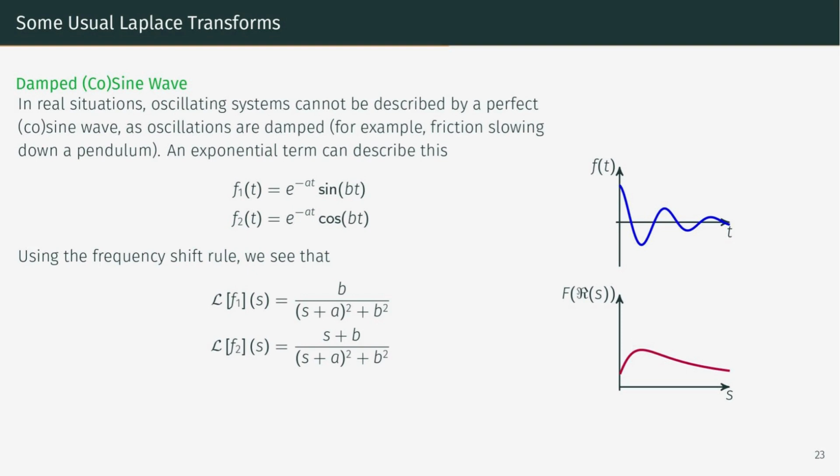Using the frequency shift rule, we can see that the Laplace transform of f1 equals b over (s plus a) all squared plus b squared, and the Laplace transform of f2 equals (s plus a) over (s plus a) all squared plus b squared. You can find these by following the same procedure that we've done on the previous slides.